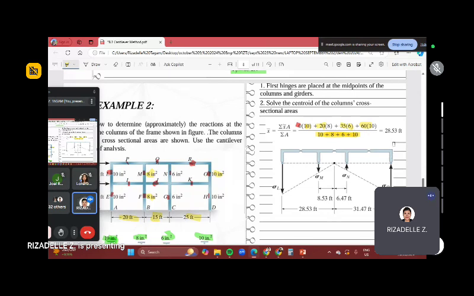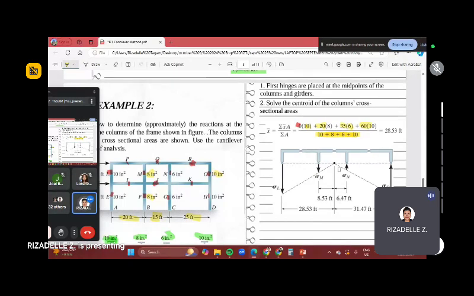28.53. So as you can see, dili siya located at the center sa imong beam. So that is 28.53 feet from the left.